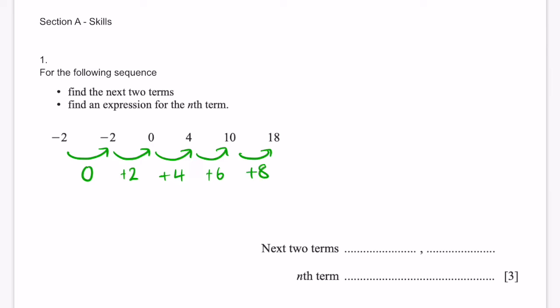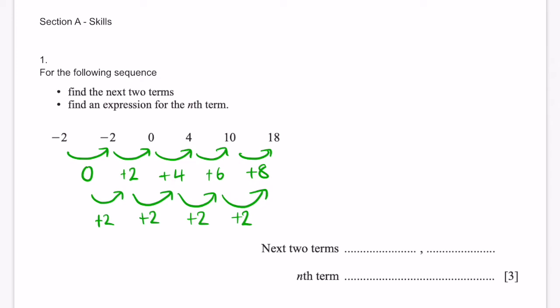Because they're not the same, that tells me that it's not a linear sequence. And therefore, I need to find the next line of differences. And that gives me adding 2 every time. So now that I know that the second line of differences is the same, I know that it's a quadratic sequence.